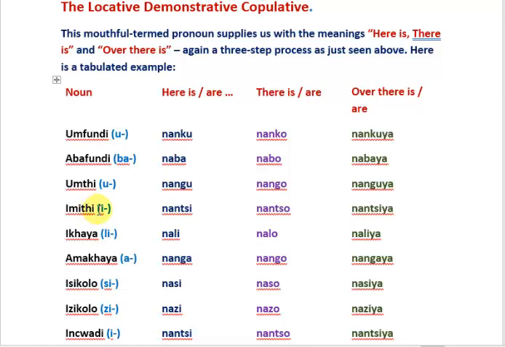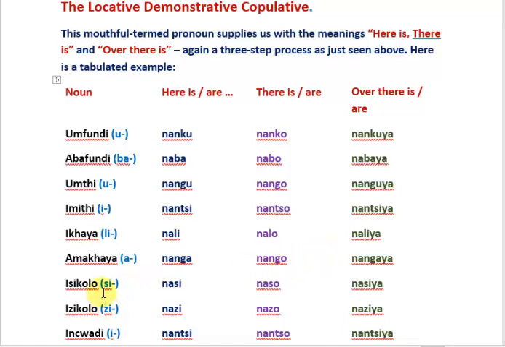Imiti I, right, again another vowel, nansi, nanso, nansia. Ikaya, home, and li, nali, nalo, nalia. Amakaya and a, nanga, nango, nangaya.